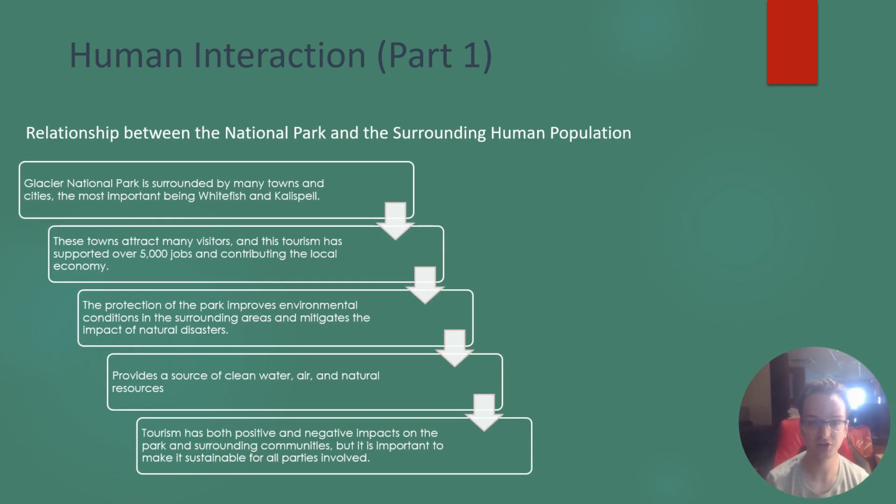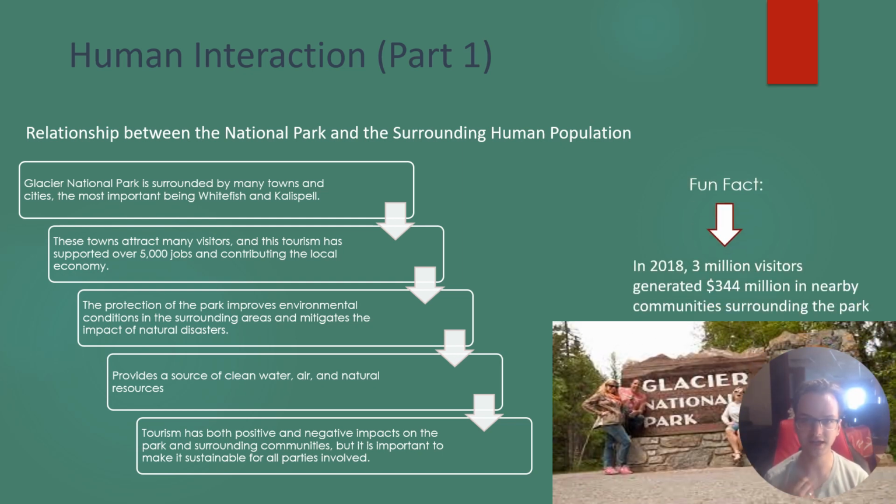On this slide, we talk about how the national park and humans work together. Glacier National Park is surrounded by many towns and cities. The two main ones are Whitefish and Kalispell. These towns have attracted many visitors. It's promoted many jobs. It's actually kept about 5,000 jobs in business and supported the local economies. The national park provides a source of clean water, air, and natural resources. And fun fact, in 2018, 3 million visitors came to the park and generated about $344 million just for nearby communities. So tourism has brought a lot of money into the economy.